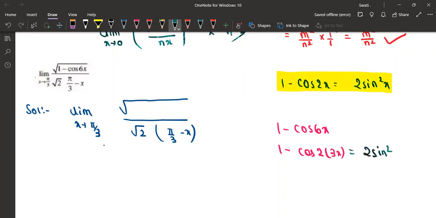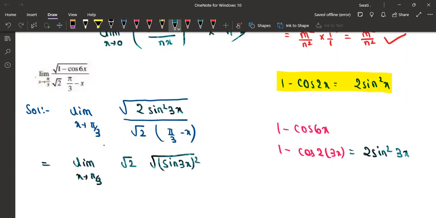At the place of x, we have 3x here. So here also we'll have 3x. That is it. So we have made a formula, right? So using this formula, of course, this will become 2 sine square 3x, right? Now this we can write down as limit x tends to pi by 3. Of course, the root will get separated. So root 2 here and then this root sine square 3x, I can write down as sine 3x whole square. And then upon root 2 as it is, pi by 3 minus x as it is. Of course, here this root 2 and root 2 will get cancelled.